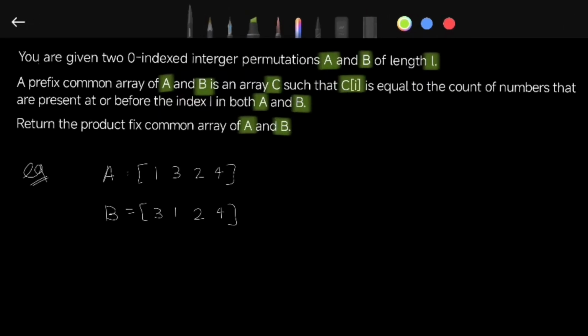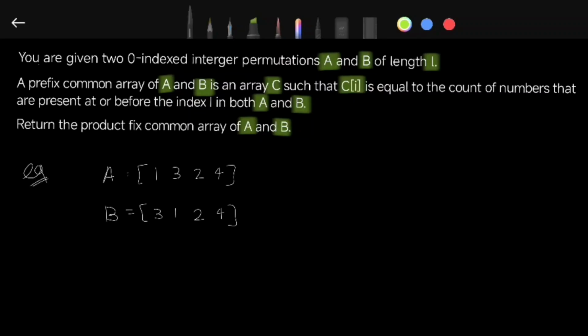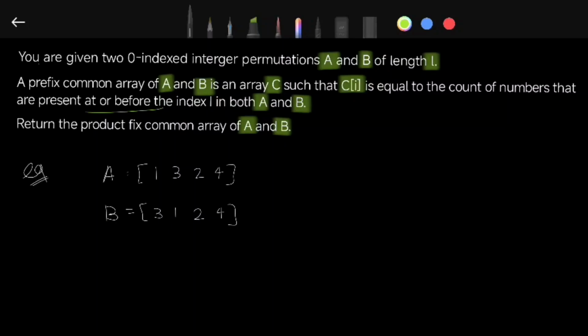So here we are given a question which states that you are given two zero-indexed integer permutations A and B of length n. A prefix common array of A and B is an array C such that C of i is equal to the count of numbers that are present at or before the index i in both A and B. Return the prefix common array of A and B.